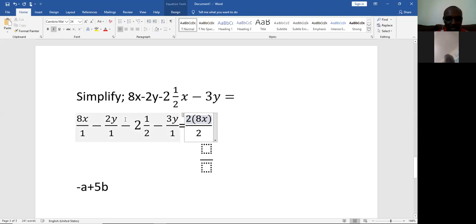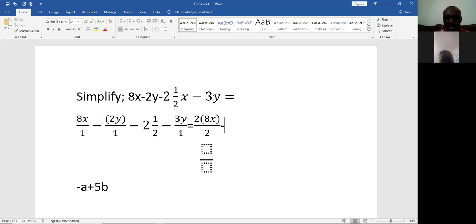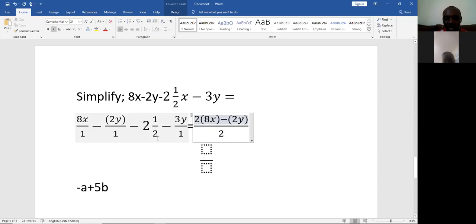Now you put a minus first because the bracket, I want to put the bracket here. This is why you should put the bracket here, so you don't get confused. So the bracket is here, so I put the minus first. So I put a minus and then I put a bracket here. Inside there I have 2y. And then here 2 divided by 2, 1.